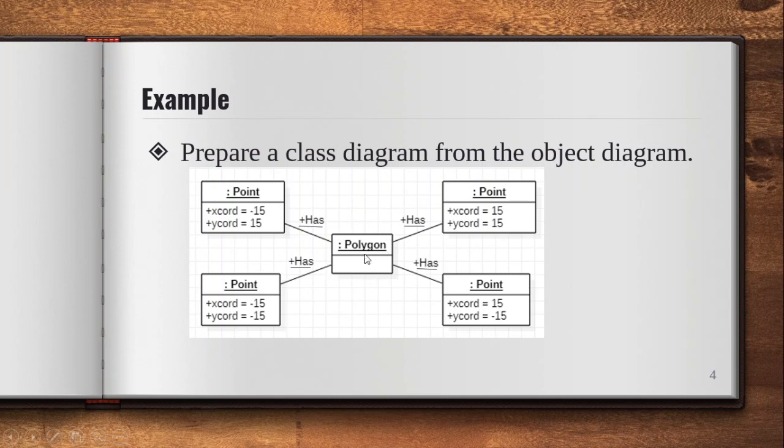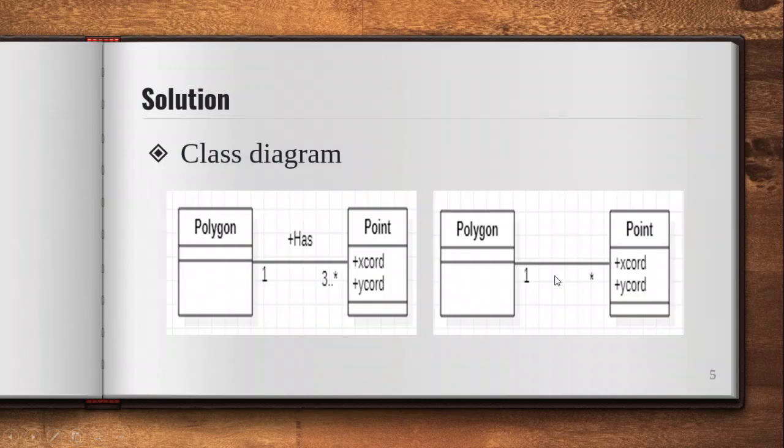Again, the polygon object is there, which is derived from the polygon class, and between this point and polygon there is a link name, or a relationship, and the name of that relationship is has. Based on this diagram we have understood that there are two classes, the point class and the polygon class. For the point class there are two attributes, x coordinate and y coordinate, and in the object diagram there are no attributes for this polygon class.